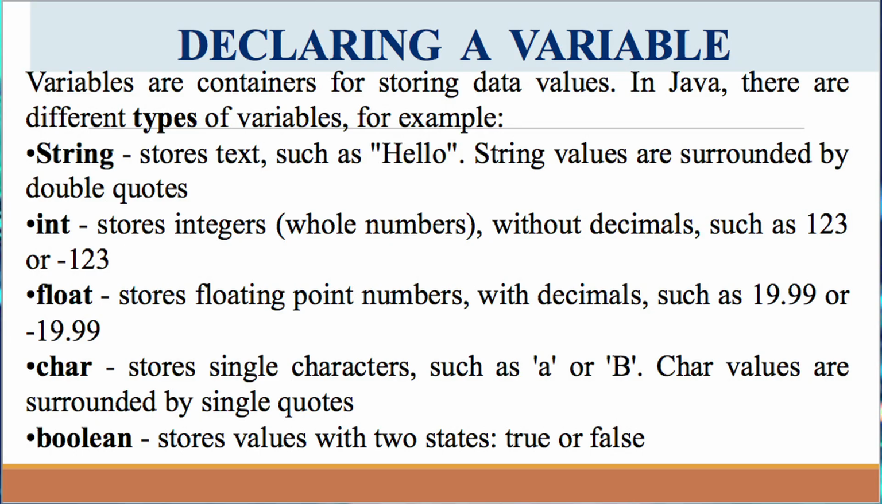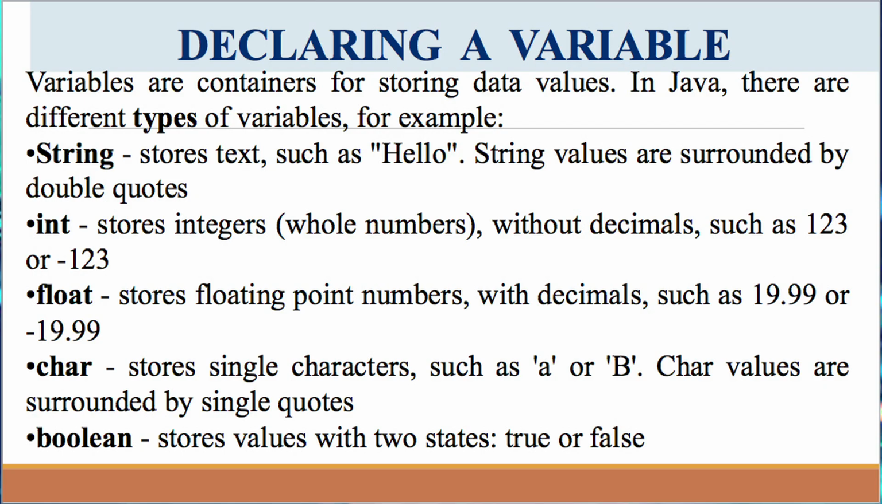Now see the different types of variables. Variables may be string, integer, float, character, or boolean. We have many more types, so the variable may be of any type. Variables are containers for storing data values. In Java there are different types of variables. For example, String stores text, such as hello; string values are surrounded by double quotes. Whenever we assign any data to a string variable, it is surrounded by double quotes.